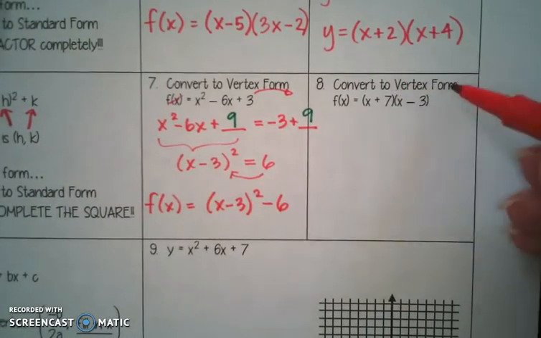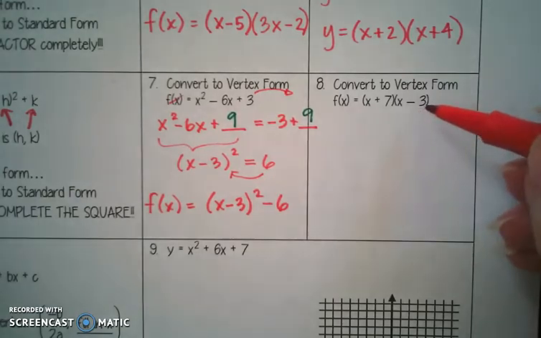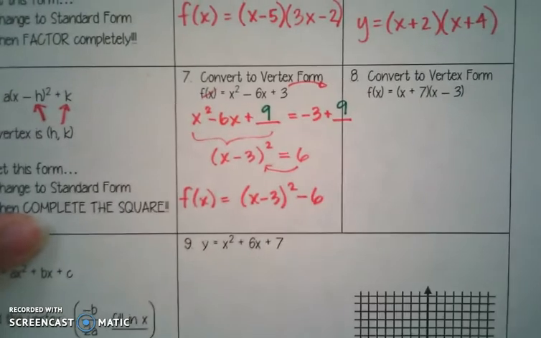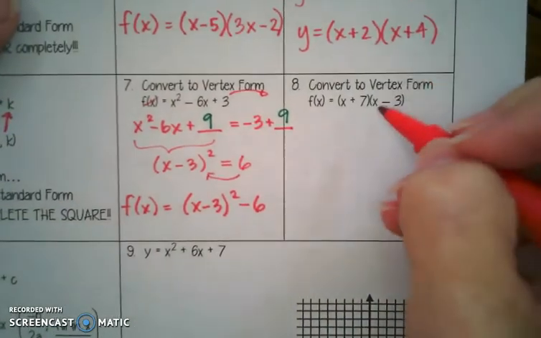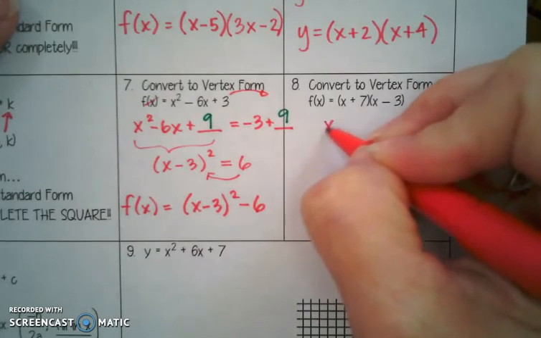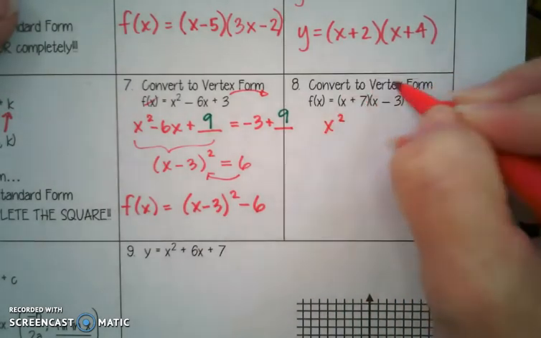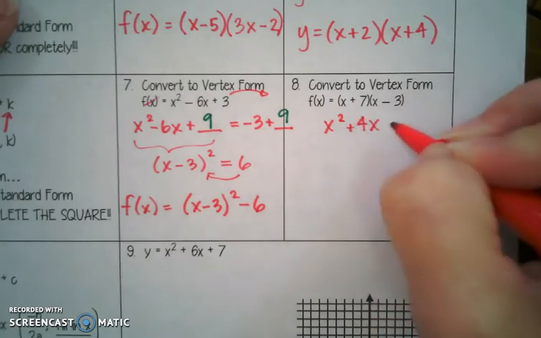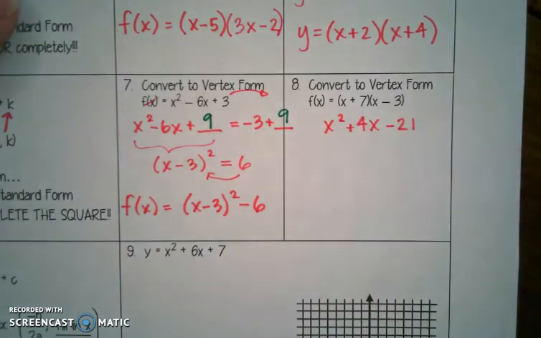All right, example number 8. So convert to vertex form. This is an intercept form. First thing we have to do is get standard form, and then we can complete the square. So first thing, standard form means FOIL. So if we FOIL this together, we'll get x squared. If we do outside plus inside, that would give us 4x minus 21.